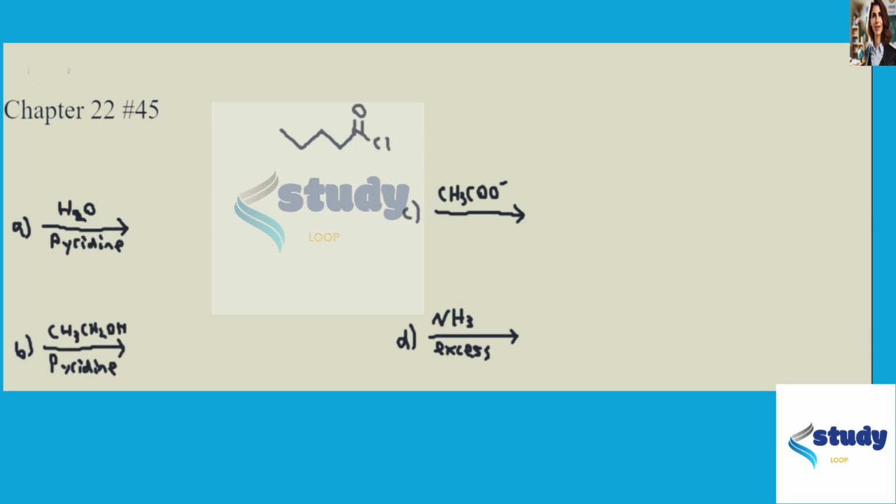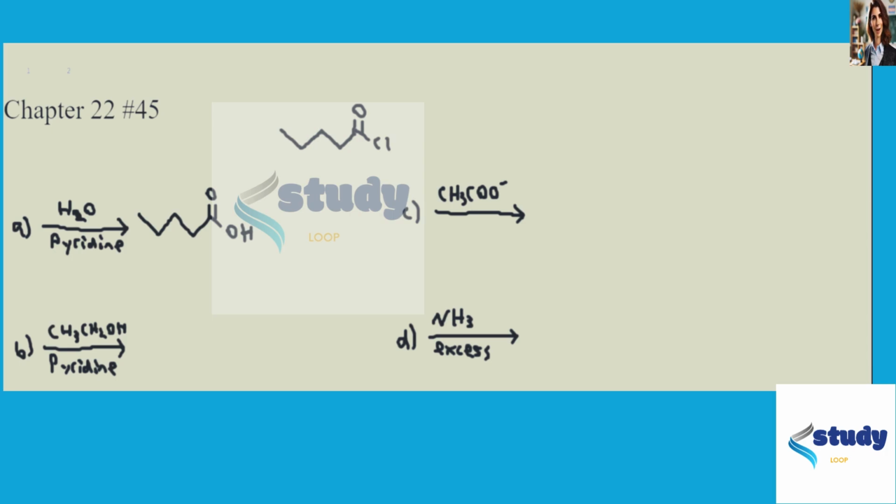And so these are all going to be substitution type reactions where whatever is acting as our nucleophile is going to replace the chlorine in this acid chloride. Okay, so for A, we have water and pyridine. And so that's going to make a carboxylic acid. Okay, and so we end up with the carboxylic acid here.